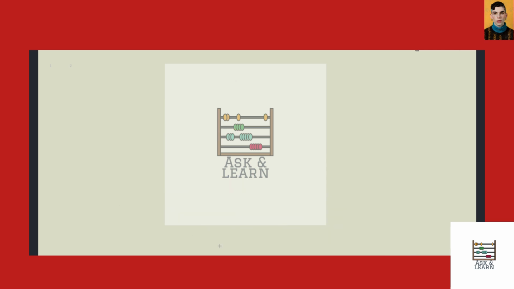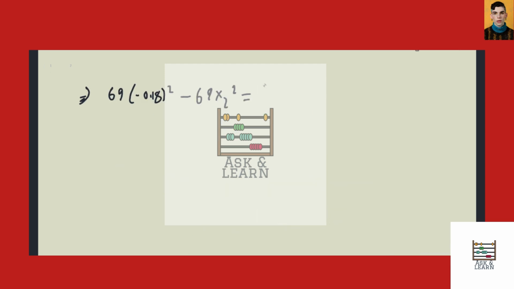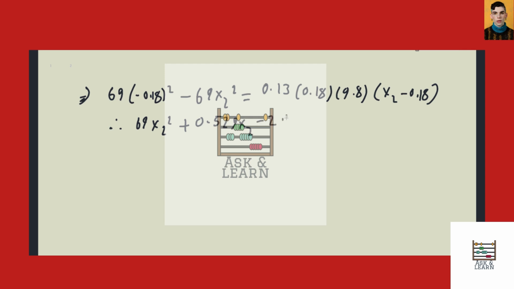All right, so let's write out those terms. We have 69 times negative 0.18 squared minus 69 x2 squared equals 0.3 times 0.18 times 9.8 times x2 minus 0.18, right? Therefore, we're left with this expression: 69x2 squared plus 0.529x2 minus 2.14 is equal to 0.